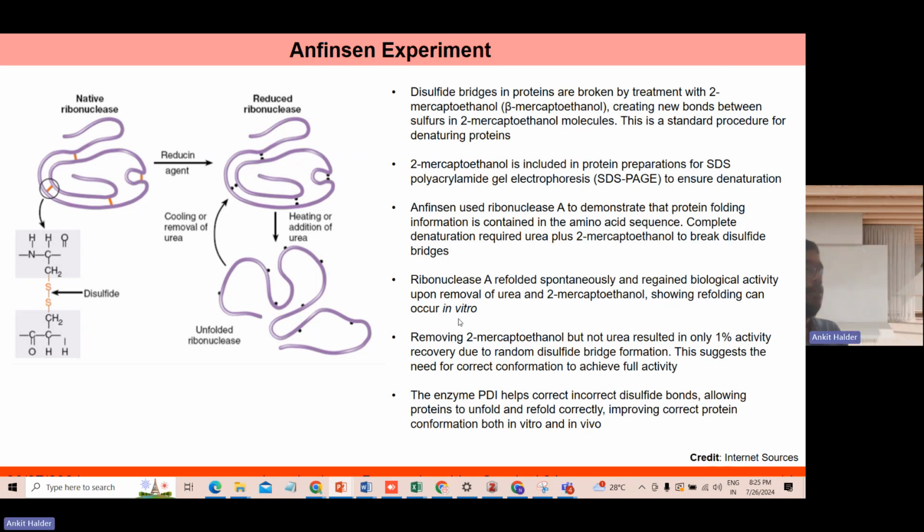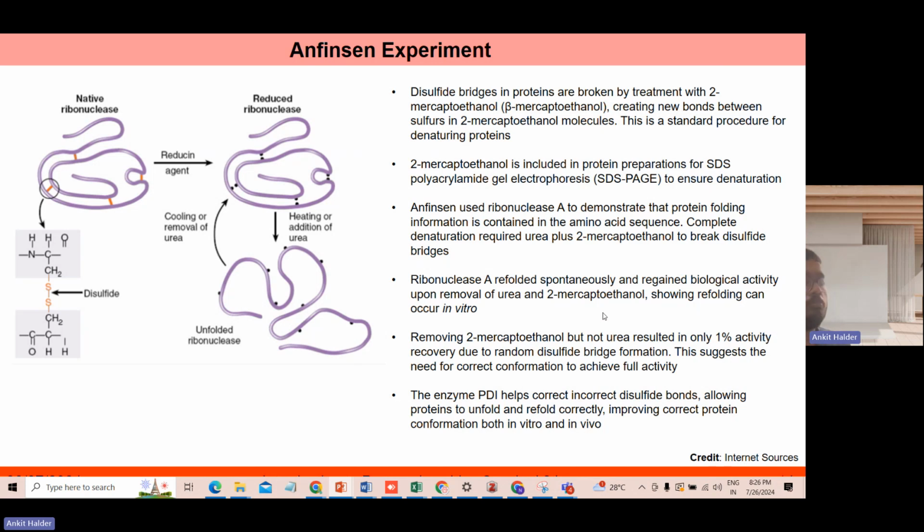So ribonuclease A refolded spontaneously and regained biological activity upon removal of urea and 2-mercaptoethanol, showing that refolding can occur in vitro. Now, if you remove only 2-mercaptoethanol and not urea, it resulted in only 1% activity recovery due to random disulfide bridge formation, right?